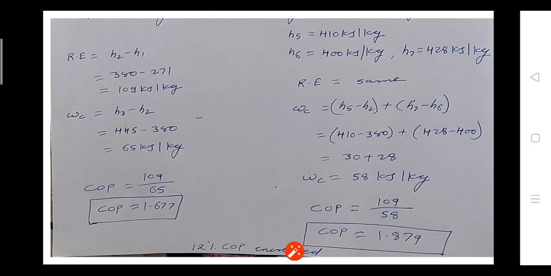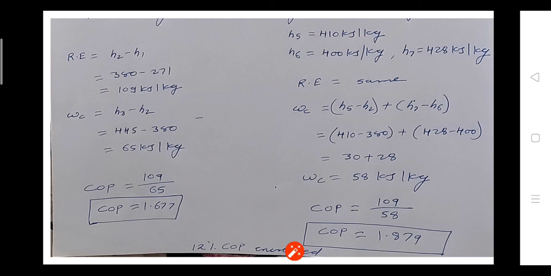This is the left side calculation, without intercooling, or without using multiple compressors. The refrigerant effect is H2 minus H1, which is 380 minus 271, so you get 109 kilojoule per kg refrigerant effect in the evaporator. Now for calculation of work done without intercooling, the work done is H3 minus H2. The value comes to 65 kilojoule per kg on the compressor. Now COP is nothing but refrigerant effect upon the work done on the compressor, so you get the COP as 1.677.